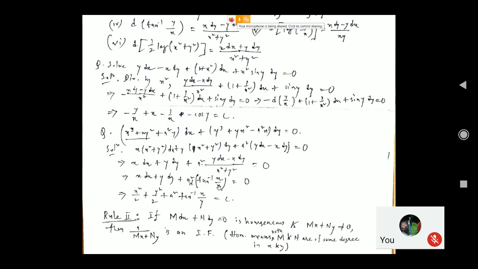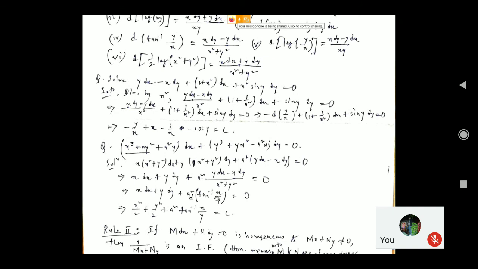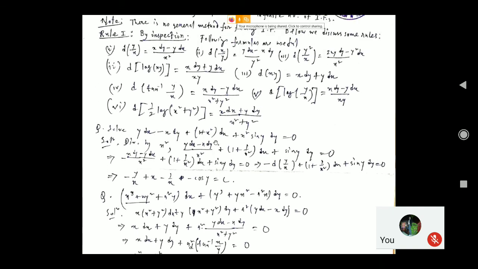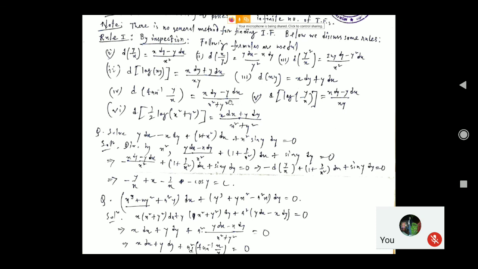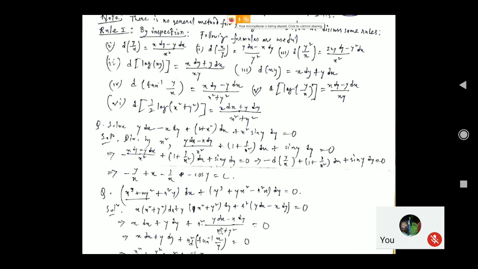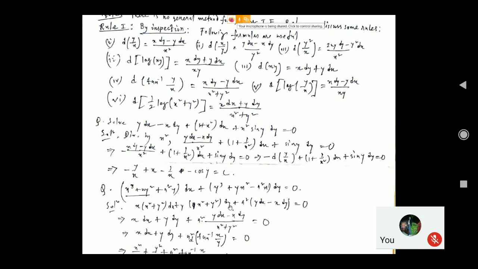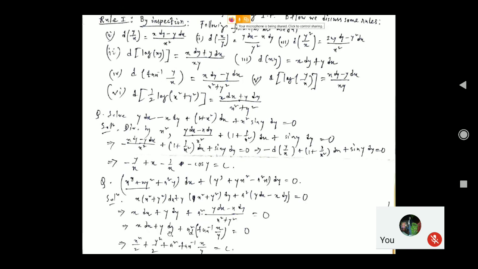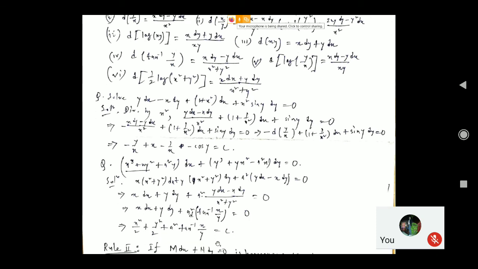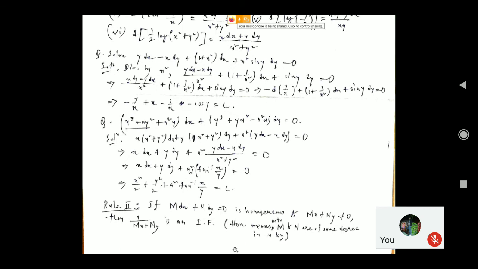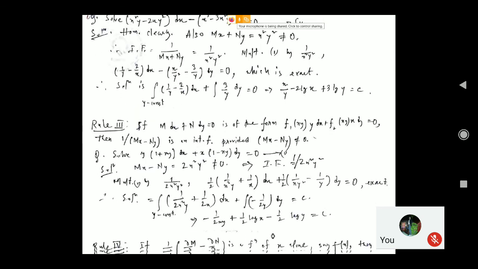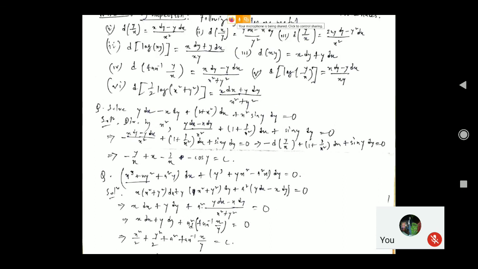Now we have applied this formula, tan inverse of x by y. It is similar to this. Here you have x square plus y square and y dx minus x dy, so we have applied this formula matching with this. And x dx plus y dy can be integrated directly, no problem, and we have got this result. Similarly, there are other rules also. We will discuss them one by one.